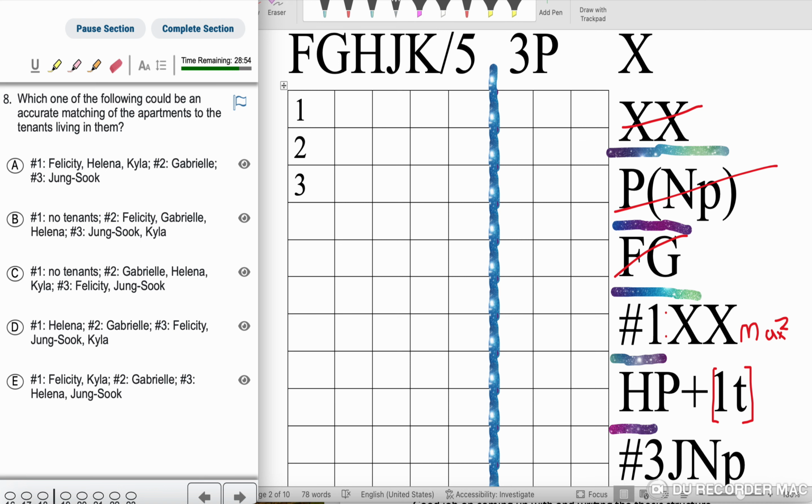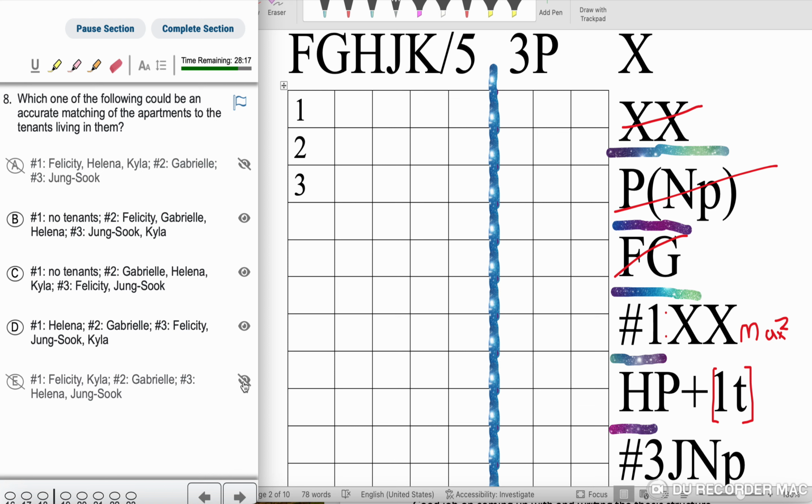Question 8. Which of the following could be inaccurate matching the apartments to the tenants living in them? First condition. You can't have more than 2. Choice A has 3. Go ahead and eliminate it. Pet owners and not pet owners do not live together. J is not a pet owner. H is a pet owner. They're together in choice E. Go ahead and eliminate it.